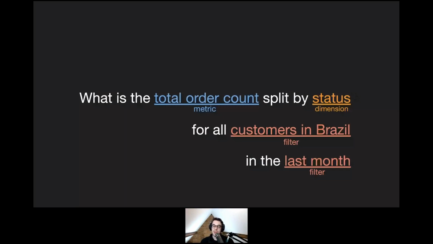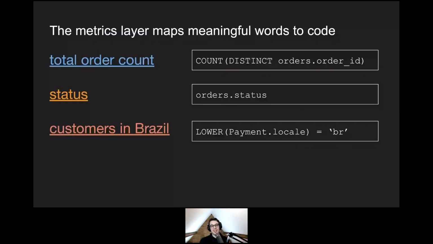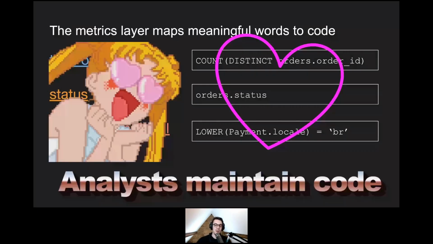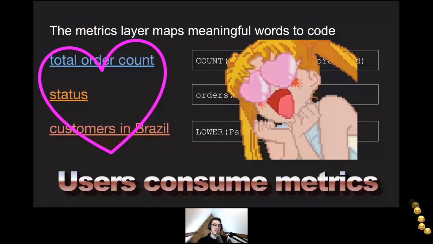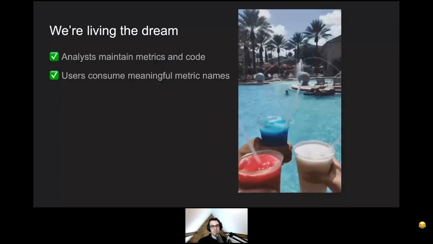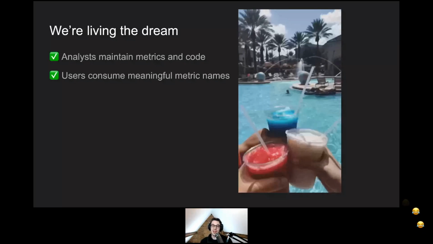So for the metrics layer, there's one thing to take away. The metrics layer and semantics layer maps meaningful words throughout our organization to code that the data analyst can understand. The data analysts maintain code, which they love because it's version controlled, it makes sense, it has one definition. And then the rest of the business and the data consumers get to consume metrics that make sense to them, like total order count, status, or customers in Brazil. And everyone's living the dream. So that's how it works.